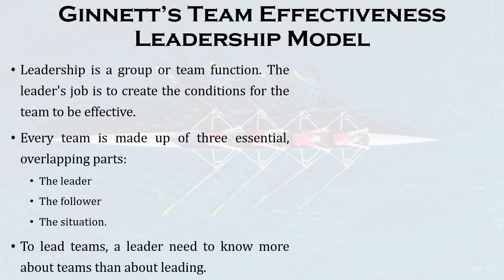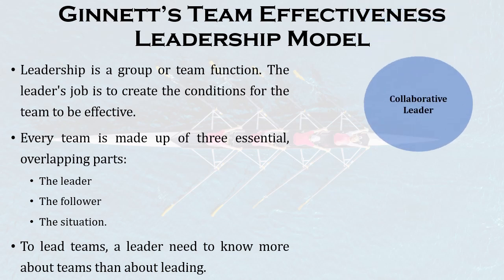Now, let's see what this theory talks about. Now, this theory says that leadership is a team function, and the job of the leader is to create a condition wherein each and every member of a team can work effectively. So every team is made up of three essential overlapping factors. Now, what are these factors?